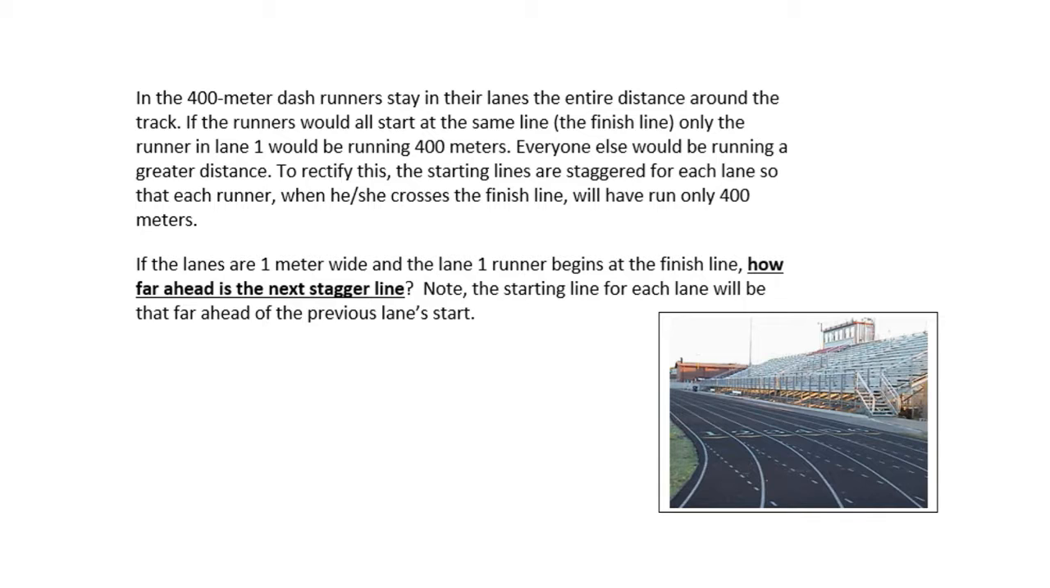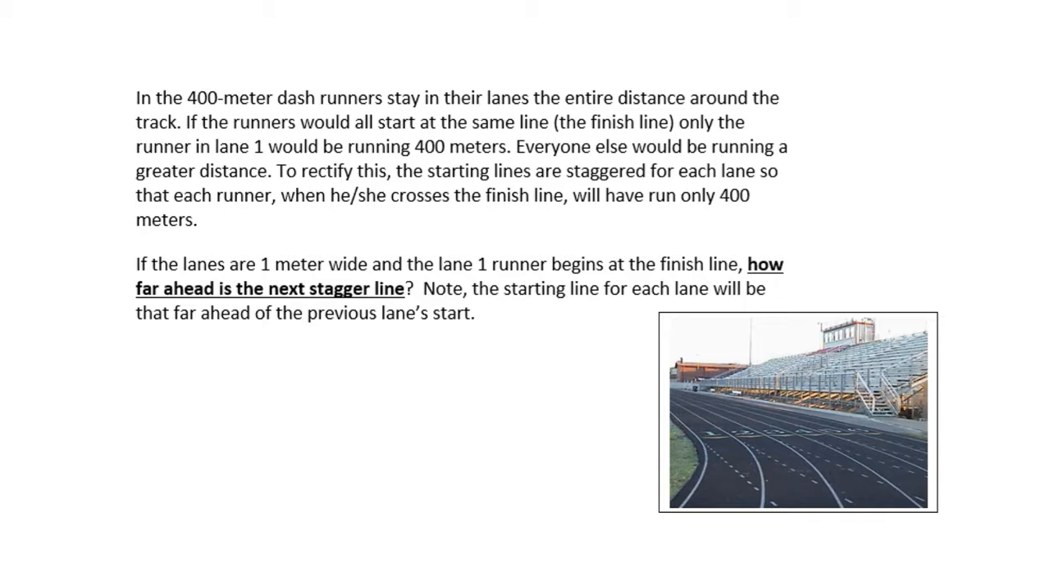If the runners started side by side, the person in lane 2 would be running further than lane 1. The person in lane 3 would run even further yet. So to rectify this, we have what's called staggered starts, that everybody gets to start a little bit ahead depending on the lane. That way everybody runs the exact same 400 meters.